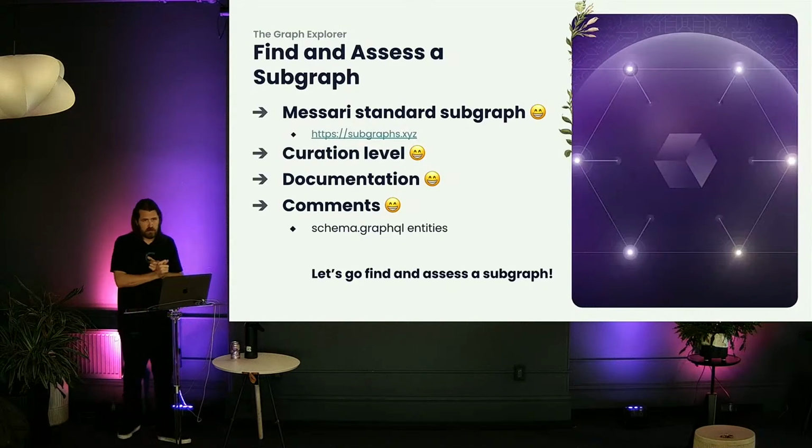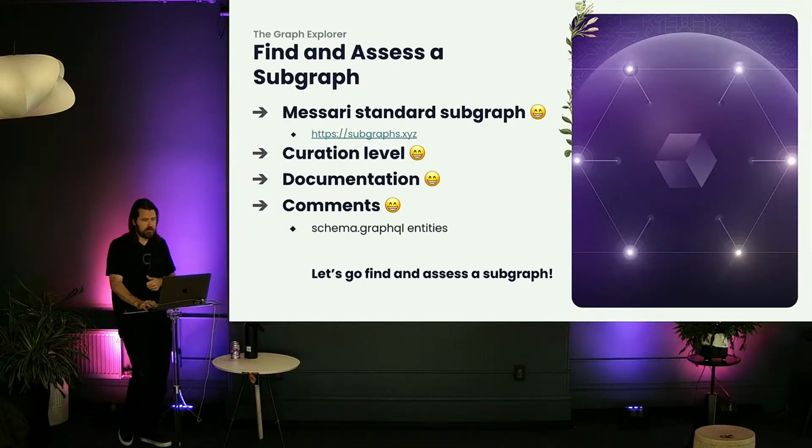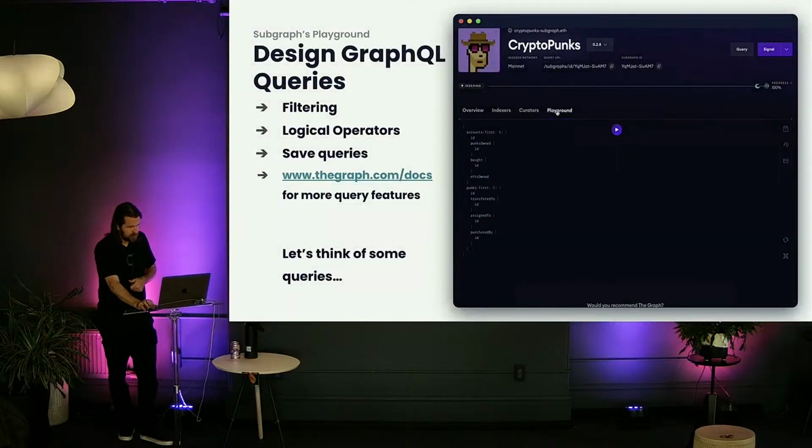Next thing, look at the curation level. I already talked about that. The higher the curation, the more signal it has, the more likely it is to be an industry standard subgraph. Check to see if it has documentation, and then lastly, see if it has comments, right? We want to be able to understand what the data is without having to really go into the source code for the actual subgraph. So we did that already.